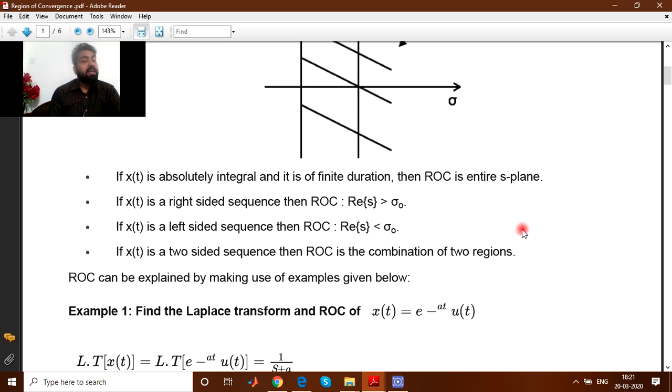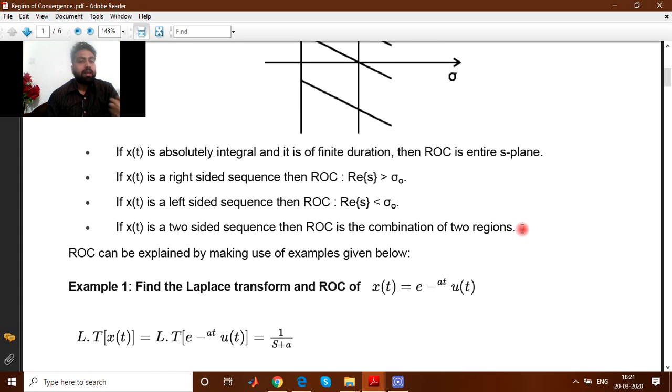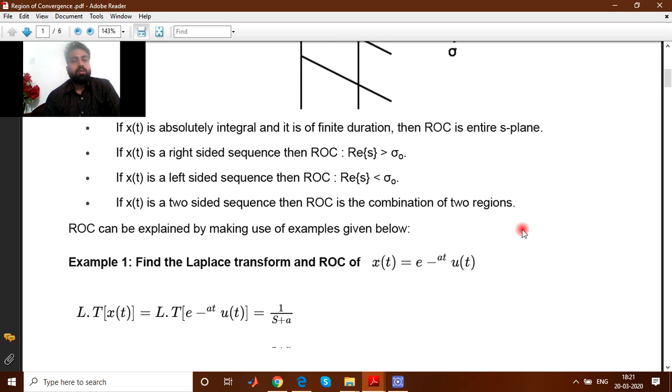If x(t) is a right-sided sequence, then the real part of s is greater than sigma naught. Real values greater than sigma naught means it is on the right side. And similarly, looking for the third one, left-sided sequences can be obtained with the help of the real part of s being less than sigma naught. So if x(t) is two-sided, in that combination the ROC can be explained by making use of the example given below.